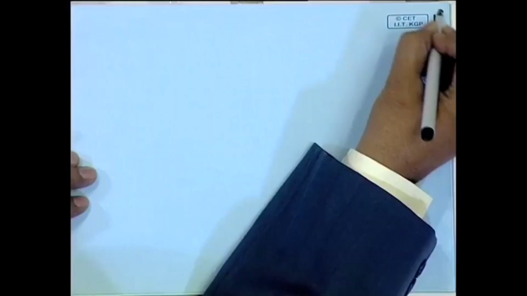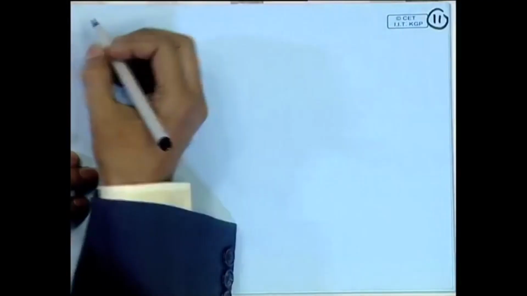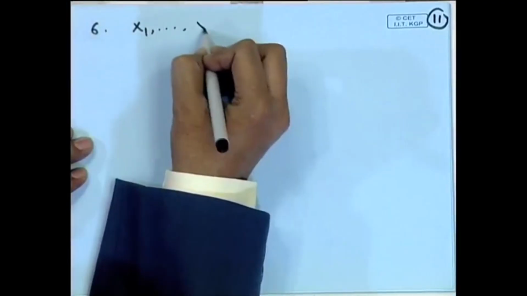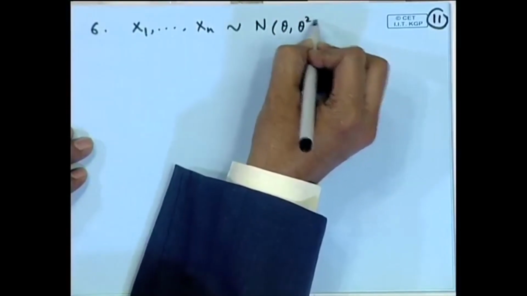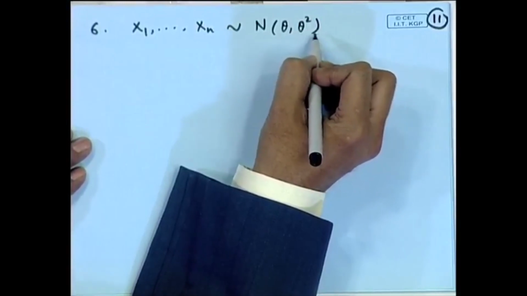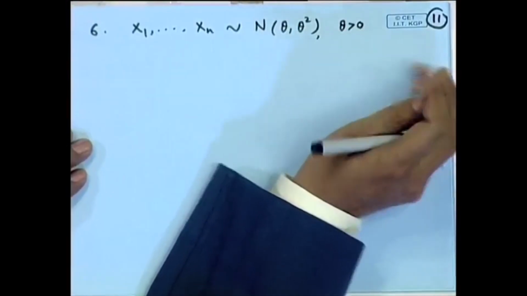Let us take say X1, X2, ..., Xn following a normal distribution with mean theta and variance theta square. That means I am considering the situation where the mean and the standard deviation are the same. So, naturally theta has to be positive here.